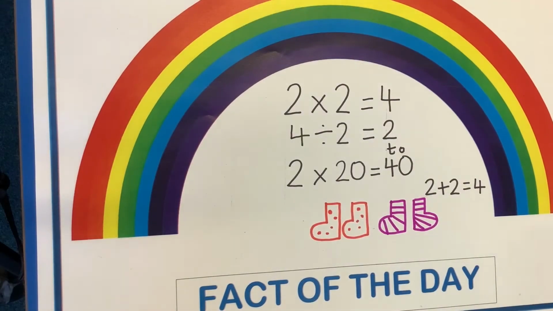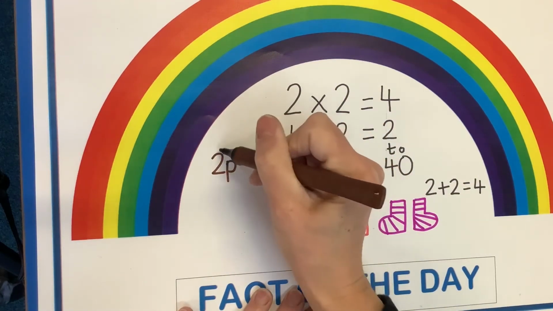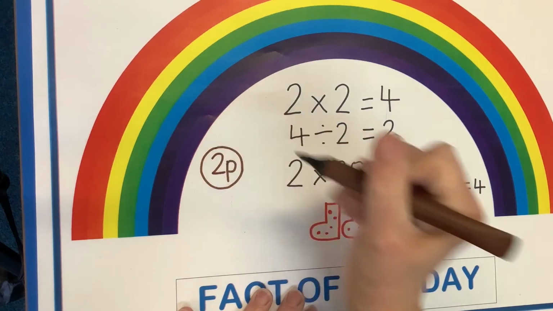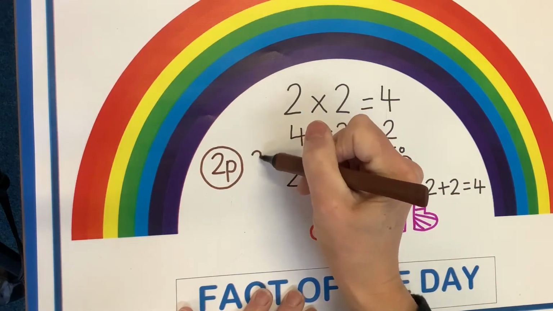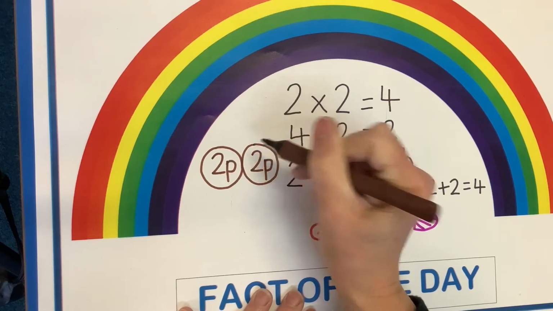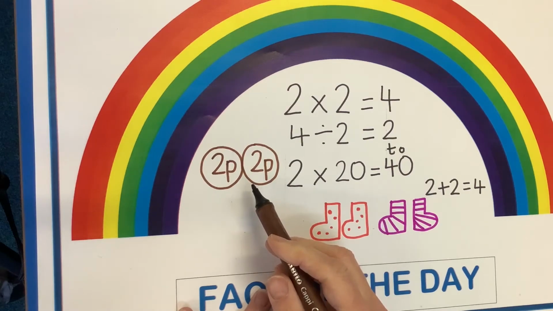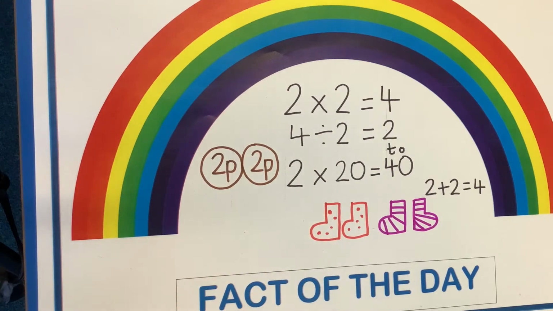We could also use money to demonstrate. So I should have got some real coins to show you, but if I've got a 2p coin, let's do a simple picture, and then I go and get another 2p coin, 2 lots of 2p equals 4p. So there's another way of drawing a maths fact. I'm going to leave that there. We're going to do lots of facts of the day. Tomorrow we're going to do 3 groups of 2.